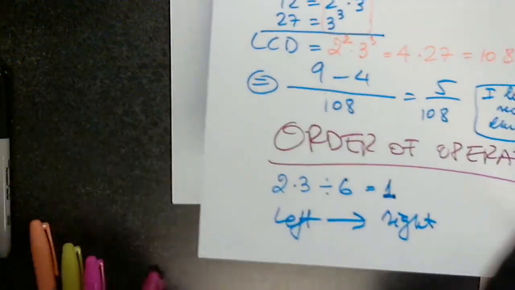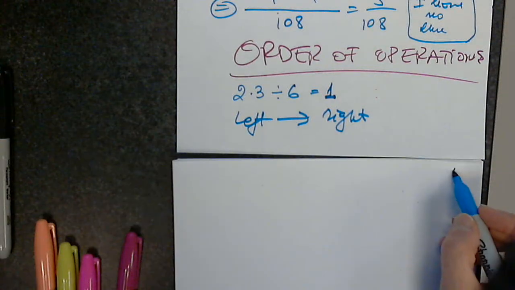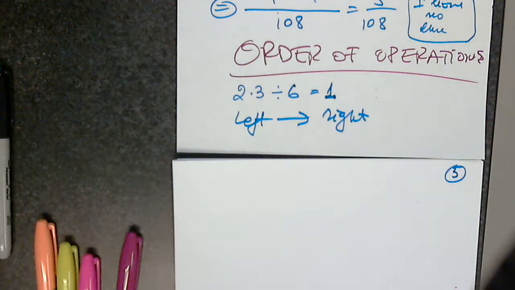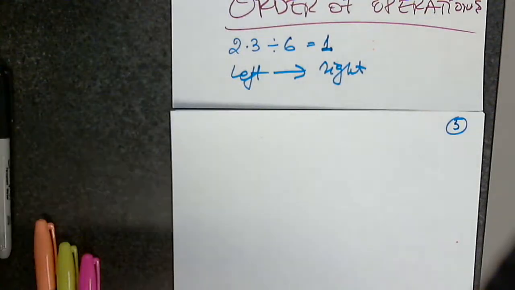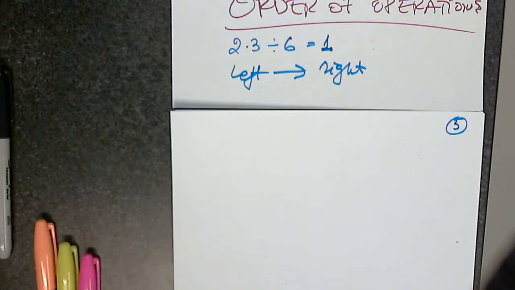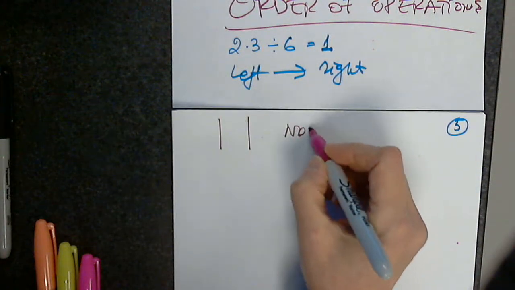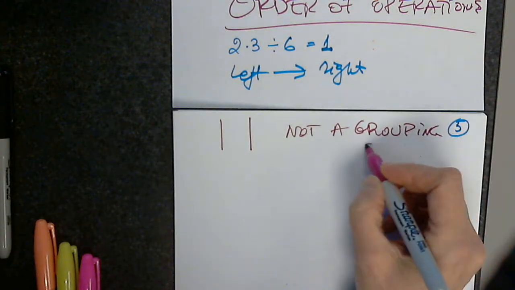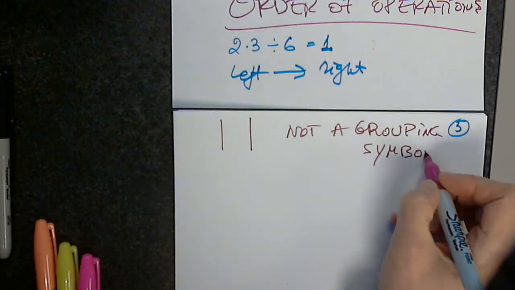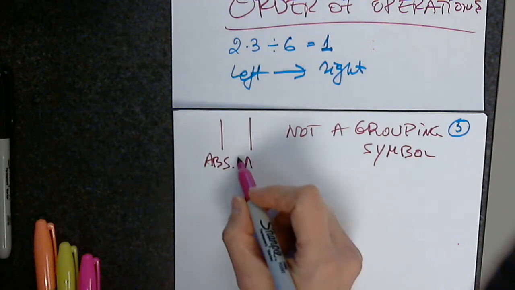Now what happens when grouping symbols are involved? We have 3 different types of grouping symbols. And there is one that I need to specifically say is not a grouping symbol. This one. Not a grouping symbol. Is that an absolute value? Exactly. Absolute value.